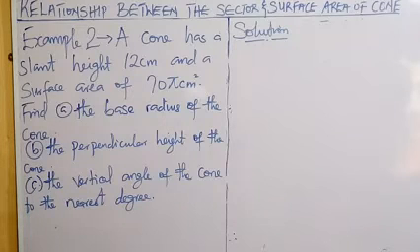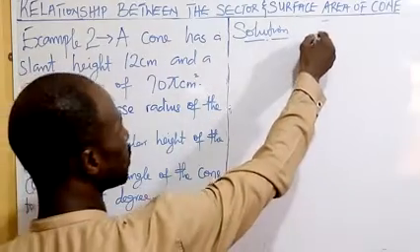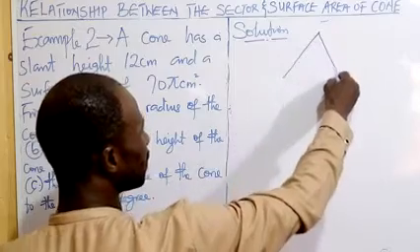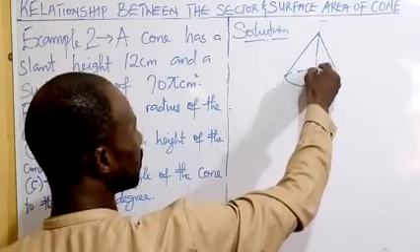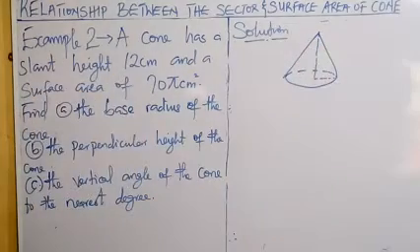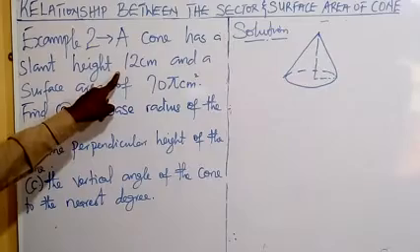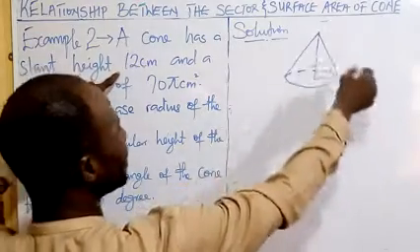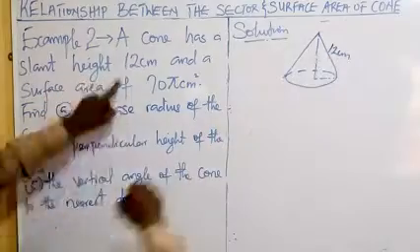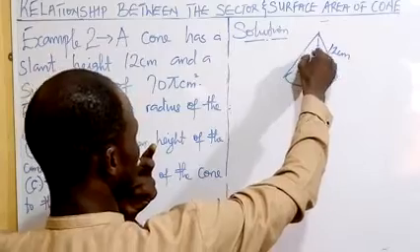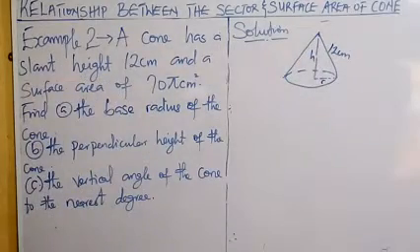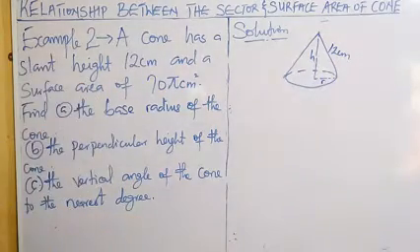If you look at this question, let's interpret it and form a diagram first. We're talking about a cone here. It has a slant height, that is this slant height of 12 centimeter. We know this is our R, and this is the height. Now we're asked to find the base radius of the cone.